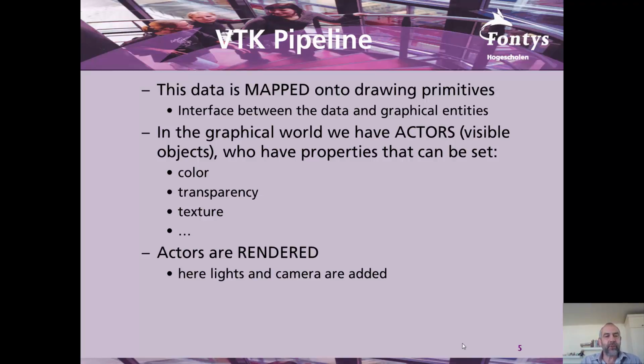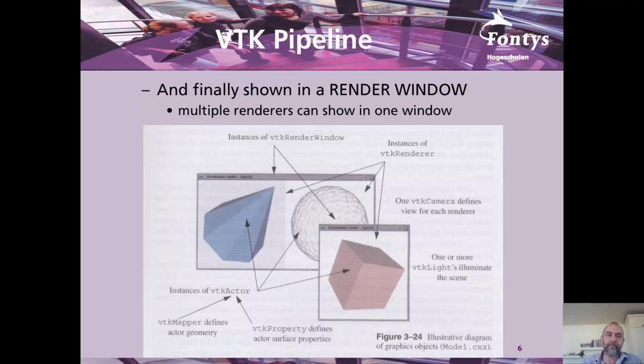The actors have to be shown on the screen, so they have to be rendered. The rendering is the next stage in the pipeline, where things like a light and a camera are added. So we define the point of view from where we see the object, and we shine a light on it to make it visible. And then finally we have to show it in a window, and that's called the rendering window.